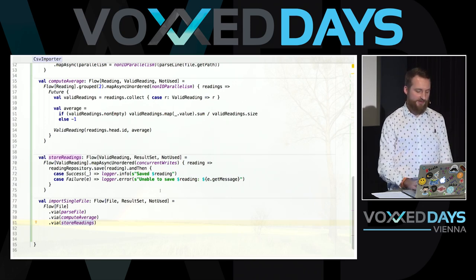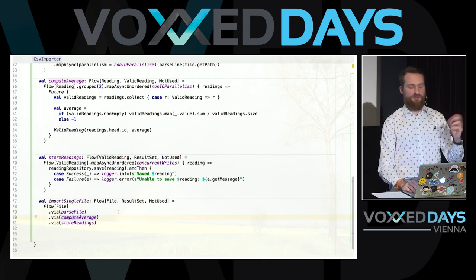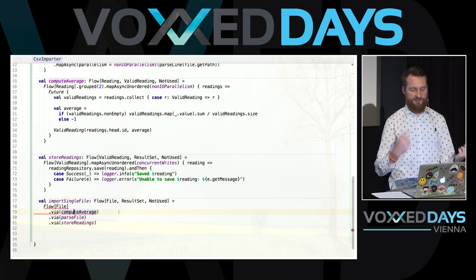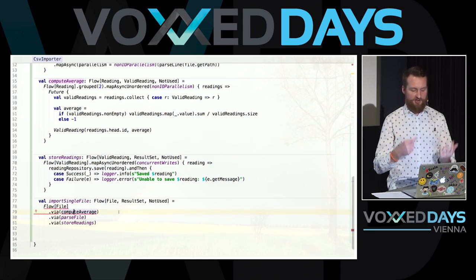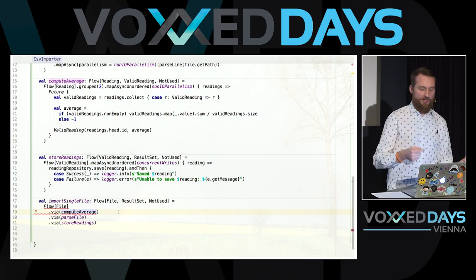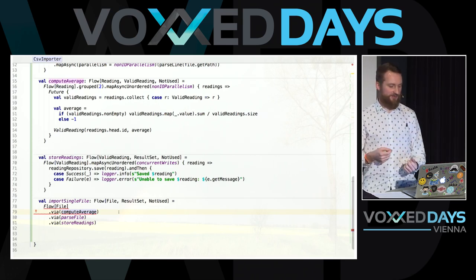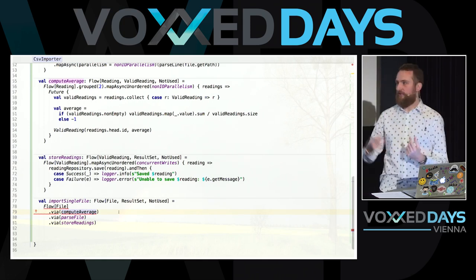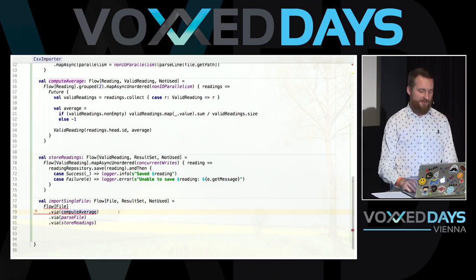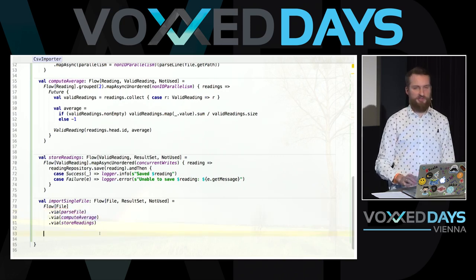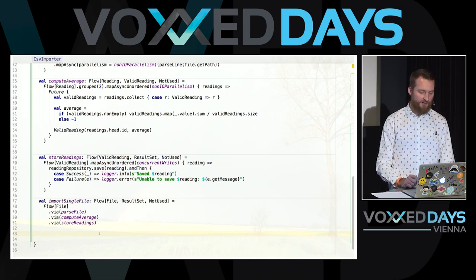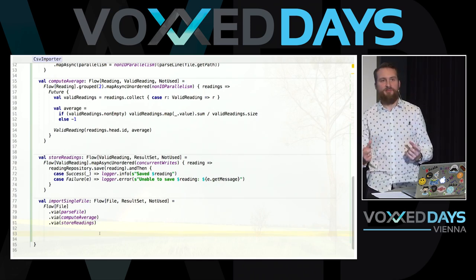And it's important that everything here is type safe, so the compiler checks whether the types of the flows are fine. For example, if I switched the order, the compiler would say that computeAverage actually accepts a valid reading and not a reading emitted by the parser, and not files. So at compile time we already have some checks whether it would work or not, or actually whether it's legal to do or not. So this is almost our entire processing pipeline.